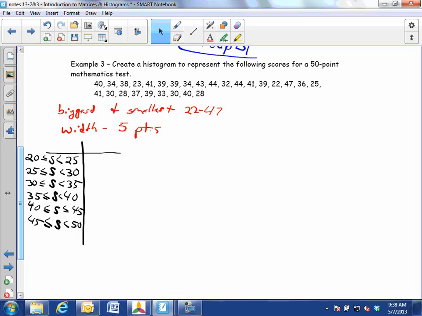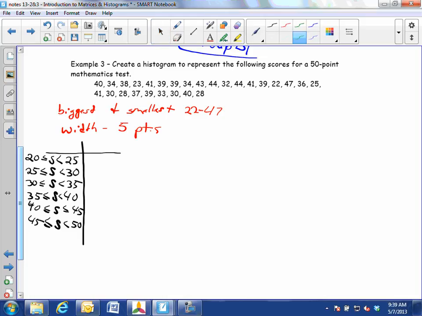Notice I have equals on the left and just less thans on the right. This is telling me that I'm putting everything from 20 up to 25, but I'm not including 25 in this first interval. 25 is going to go to the next one. So if they had a score of like 24.9, it would still end up in our first category. Does this make sense? Okay, so then we just have to figure out how many are in each category.